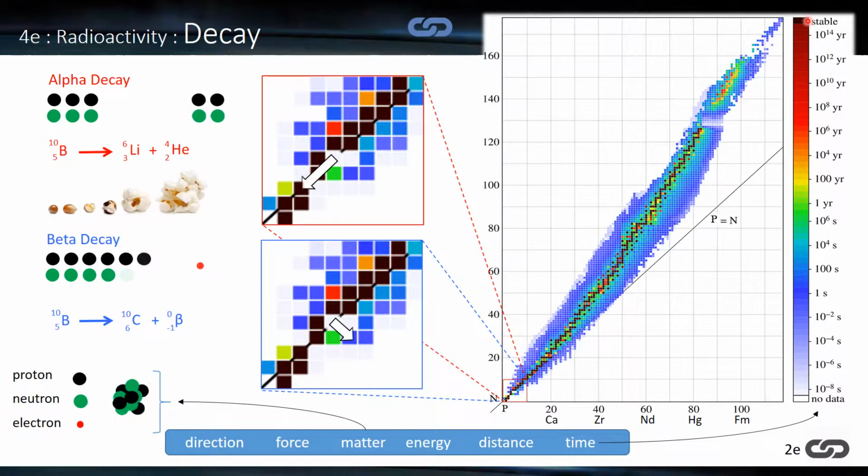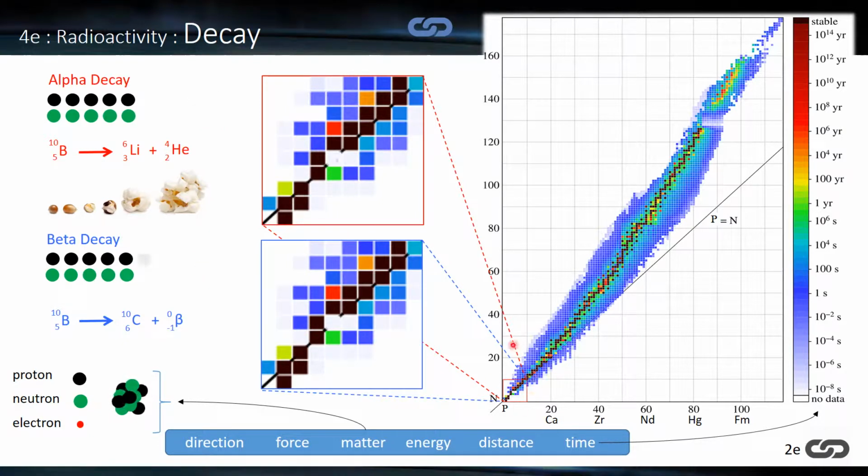So the black ones here at one extreme are stable. They will remain like that forever. And we really do mean literally forever. At the other extreme we've got here, well, that's a millionth of a second, and that's a 10 millionth of a second, so they don't hang around for very long.